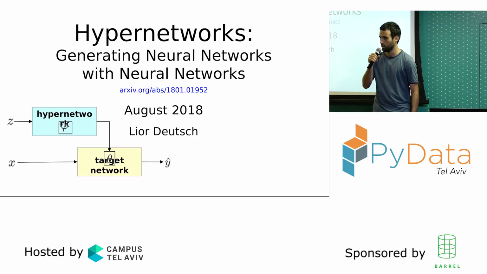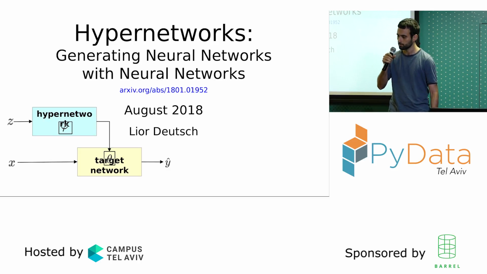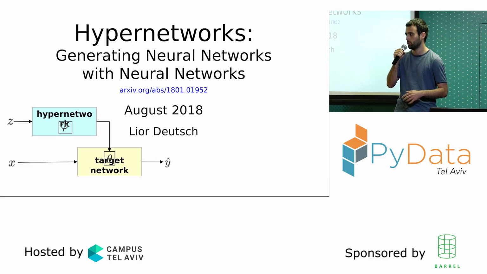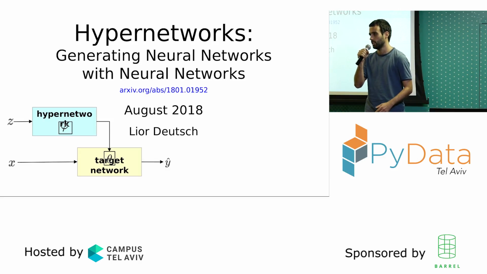Another application of hypernetworks is in the context of reinforcement learning. If, for example, you have an agent which you want to train by competing against itself, then a hypernetwork can be used to generate, instead of this one agent competing against itself, a lot of different agents, and then your agents will be able to generalize better.